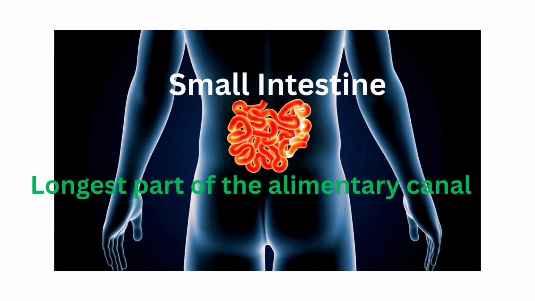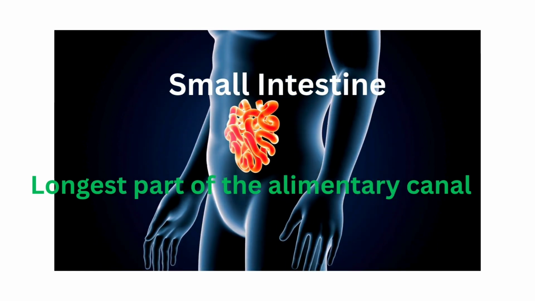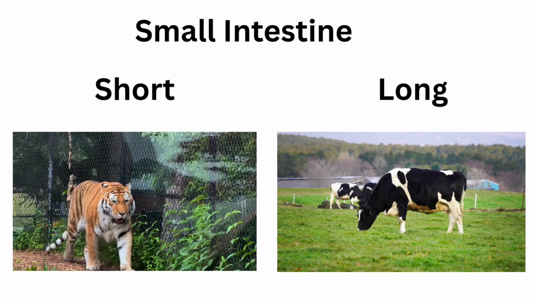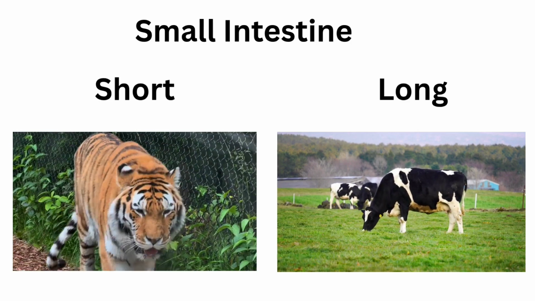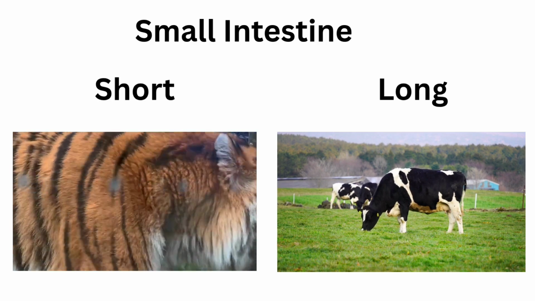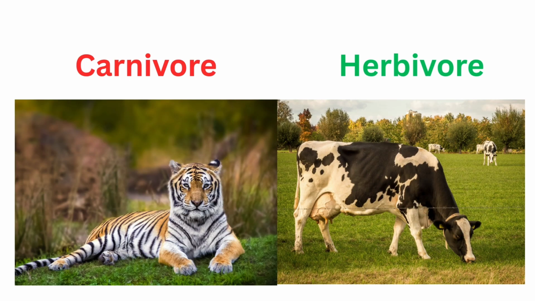Even though it is so long, it fits comfortably inside our abdomen because it is coiled again and again. Have you noticed that some animals have a small intestine that is very long, while in others it is much shorter? That is, carnivores like tigers have a shorter small intestine, and herbivores like cows have a much longer one. Can you guess what this difference has to do with their food?